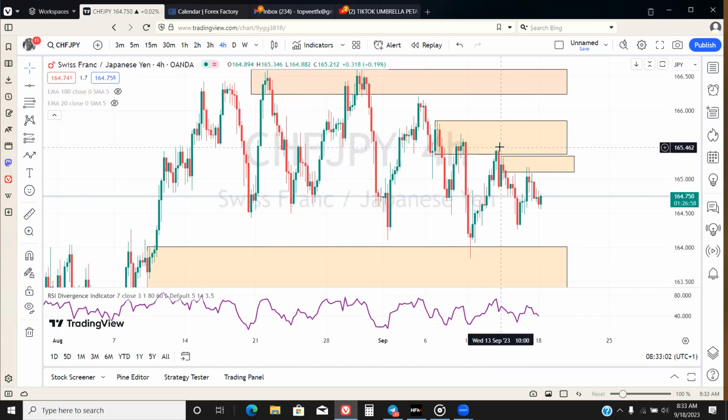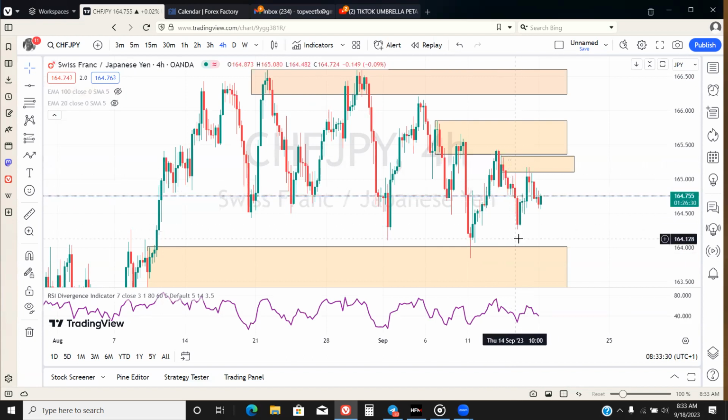But we said we are looking for a sell at 165.50, but it only gave us 165.40, and the price dropped and dropped and dropped to this level of 164.20. It dropped to 164.24, but the TP that I gave to us is 164.16 or 164.00, but it only stopped at 164.27, which I believe is a good massive profit for us.